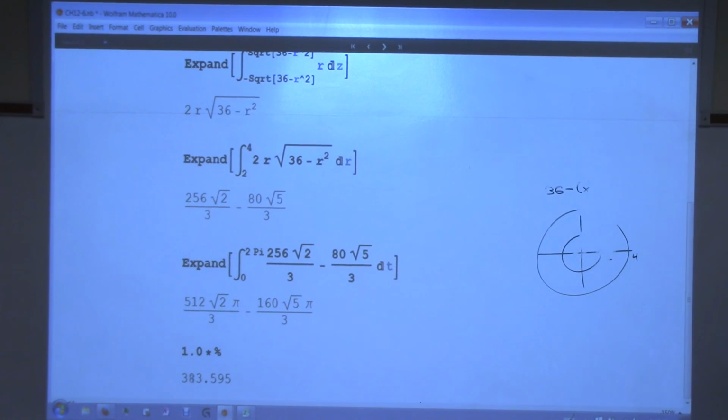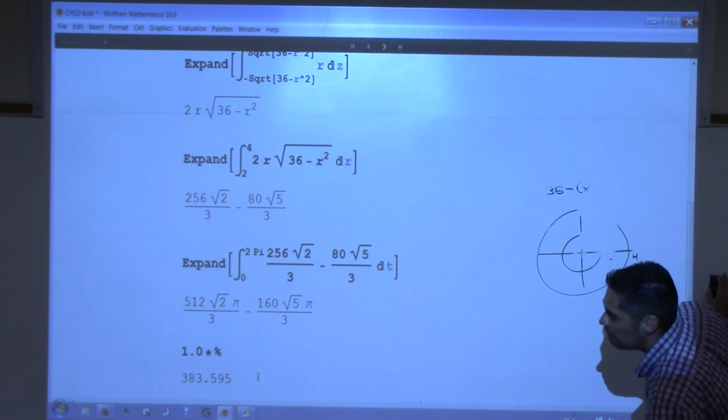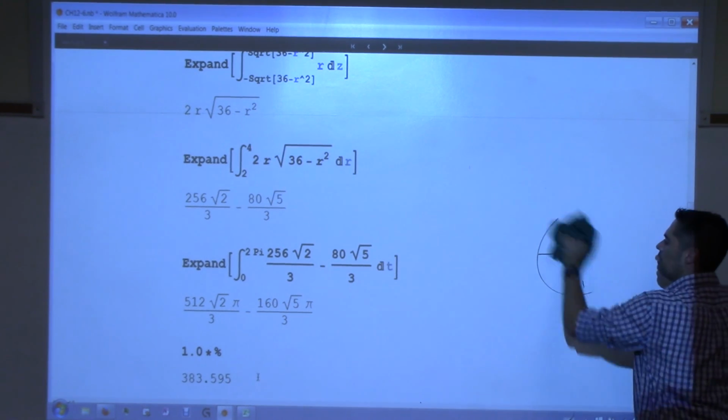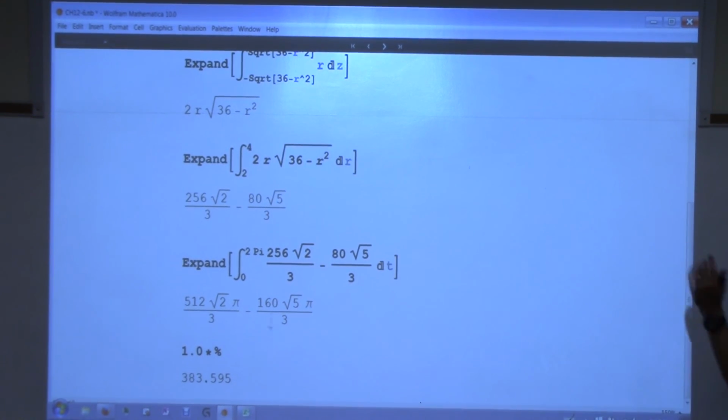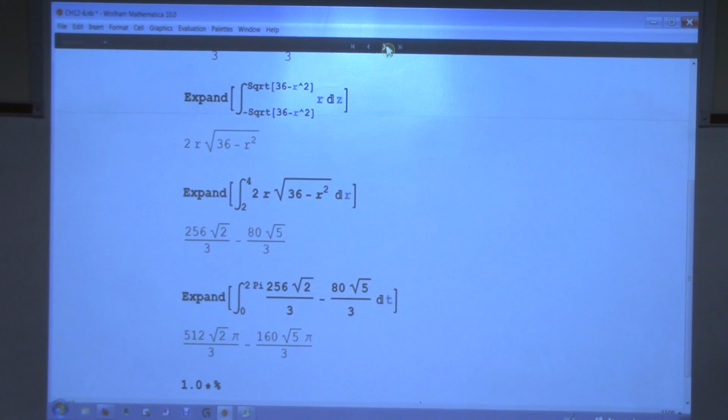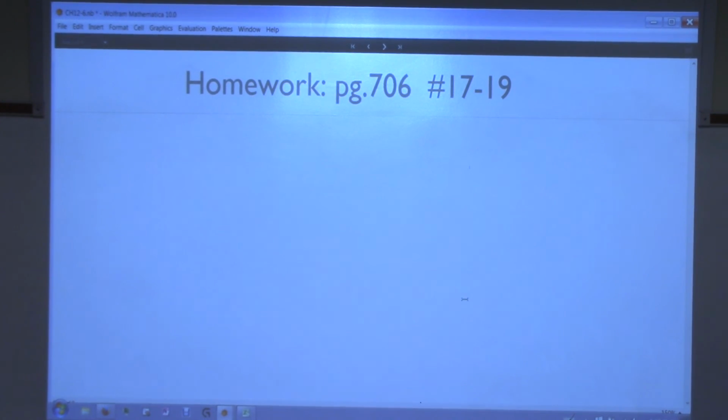You get approximately 383.595 cubic units, whatever those are. Look at that, I knocked out 12.6. That's your homework, it's only 3 problems.